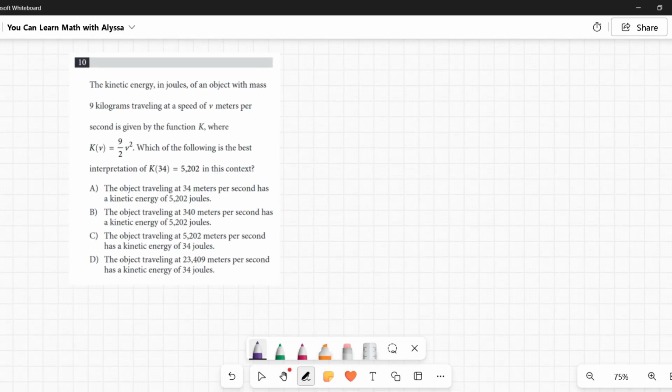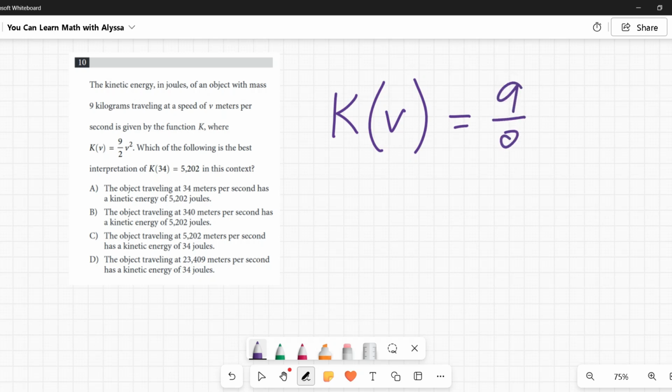Number 10. The kinetic energy in joules of an object with mass of 9 kilograms traveling at a speed of v meters per second is given by the function k, where k of v equals 9/2 v squared. Before I go any further, I'm going to write down everything that I know about this function. Okay, so k of v equals 9/2 v squared.